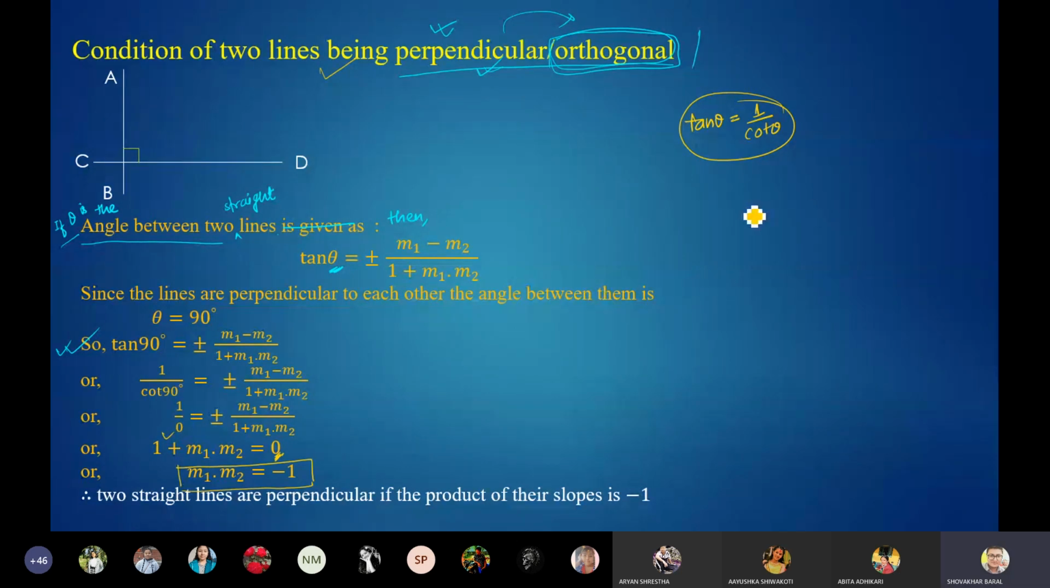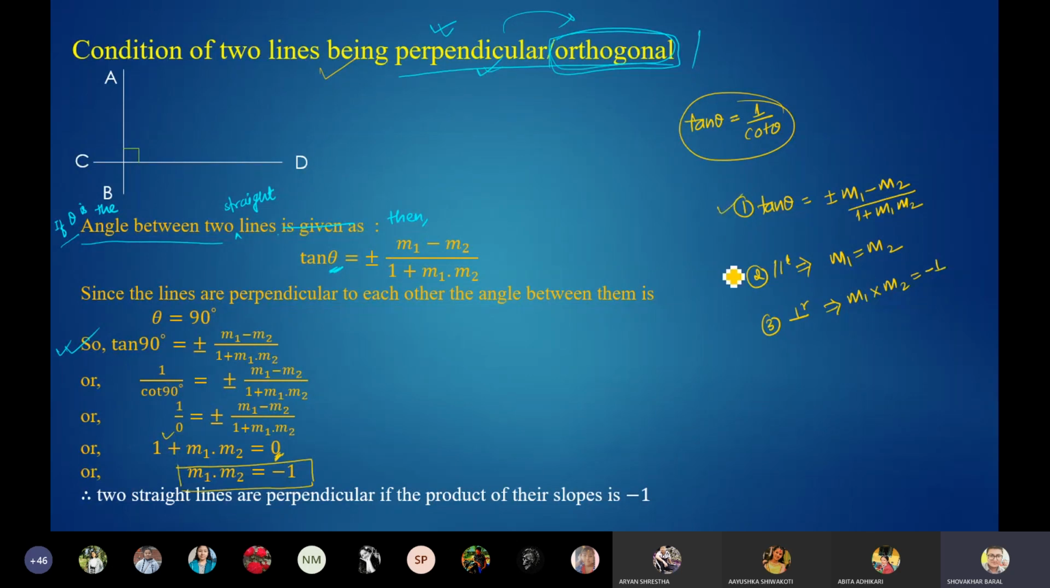So you need to remember three different things here. One, the angle between the two lines is given by the formula tan theta equals plus minus (m1 minus m2) divided by (1 plus m1 times m2). If the lines are parallel, then the condition is m1 equals m2. If the lines are perpendicular, then the condition is m1 times m2 equals minus 1.